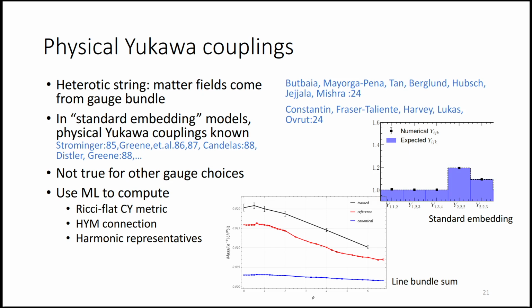do a field redefinition to get the physical Yukawa couplings, and that's the tricky bit that involves knowing something about the Calabi-Yau geometry. So the standard embedding was checked in January this year by Butbaia and collaborators. And the first plot here is showing the agreement between the numerical Yukawa couplings and the exact values. So it's a very good agreement.